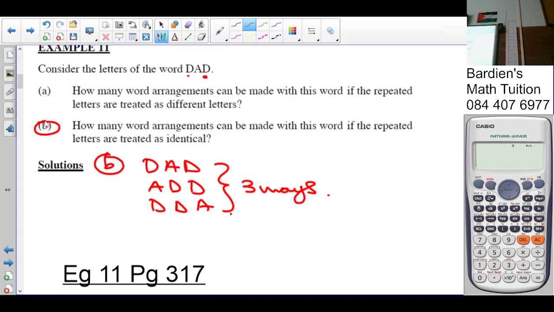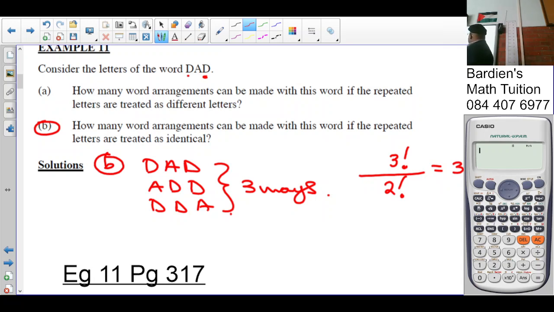Why? Because the 2 D's are the same, they are identical. So when they do say that letters are identical, then we could have said, okay, since there are 3 letters, this is going to be 3 ways, 3 factorial. How from 3 factorial will I end up with 3? If I have 2 factorial.